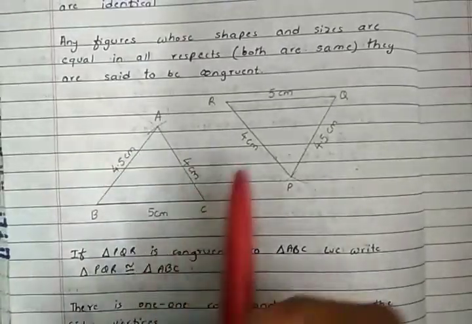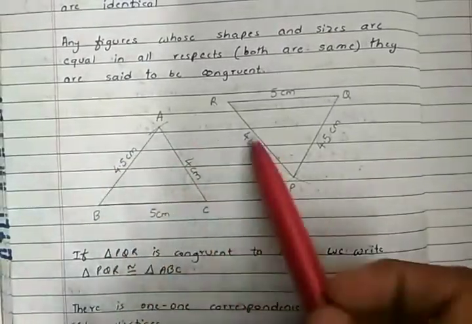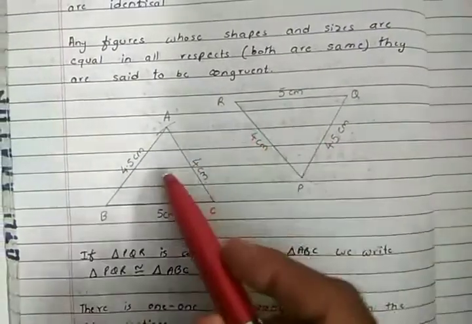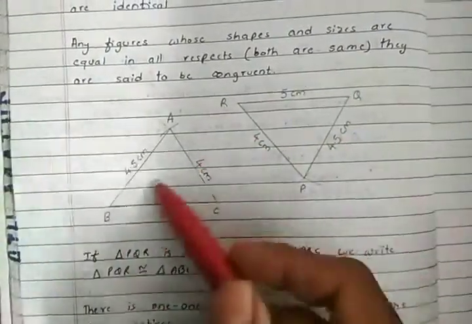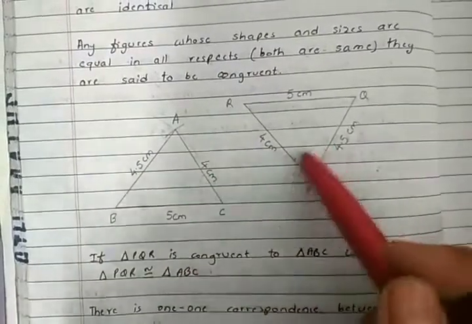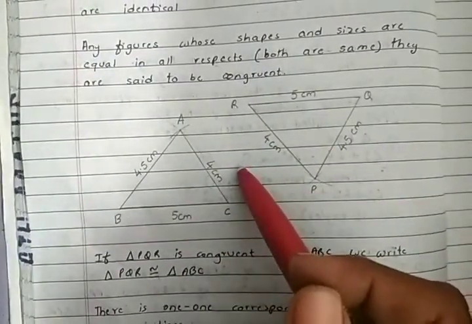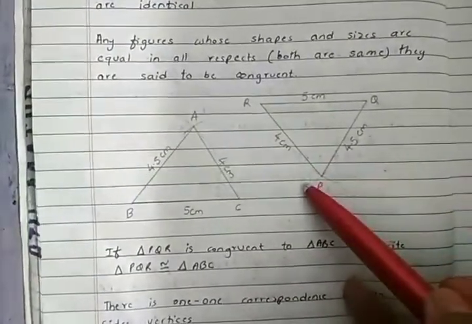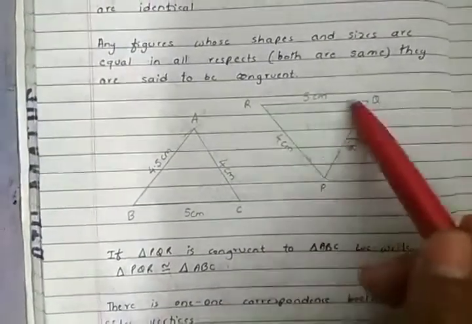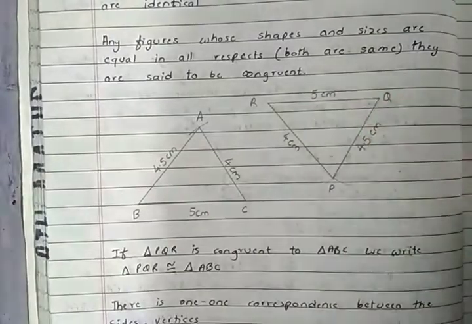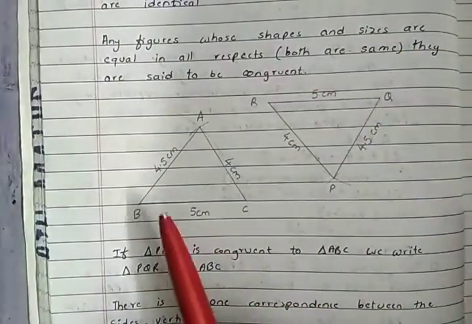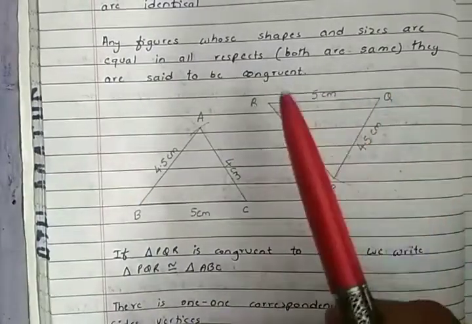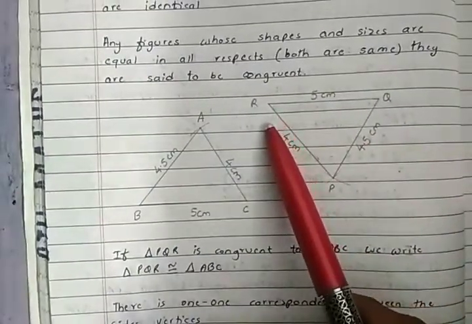All these angles, all these dimensions, if you see, when you compare this triangle with this triangle, when you have a look, you will come to know that they are equal, right? So you can say that all these sides are equal to these sides of triangle PQR. So you can say that triangle ABC is congruent to triangle PQR, right?